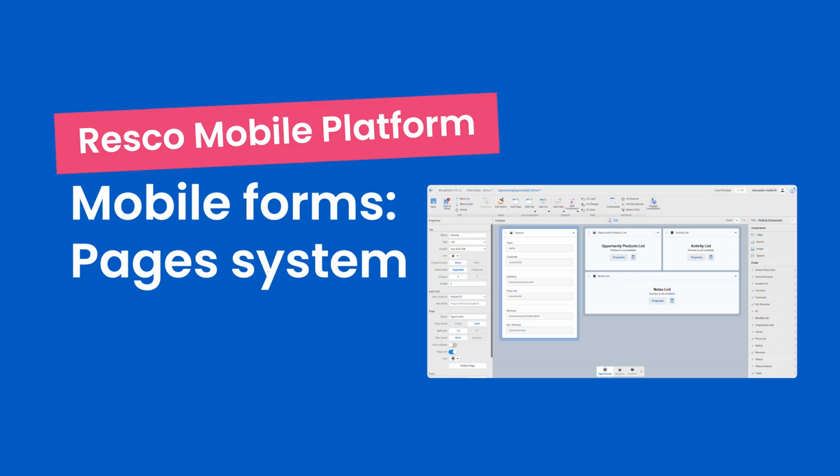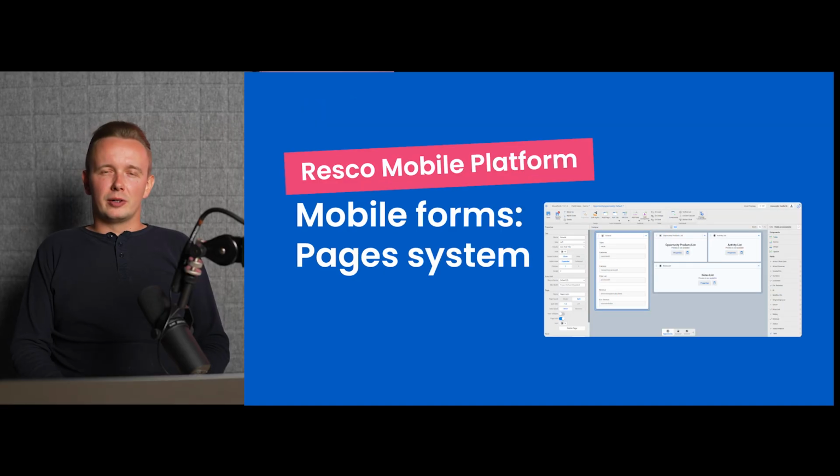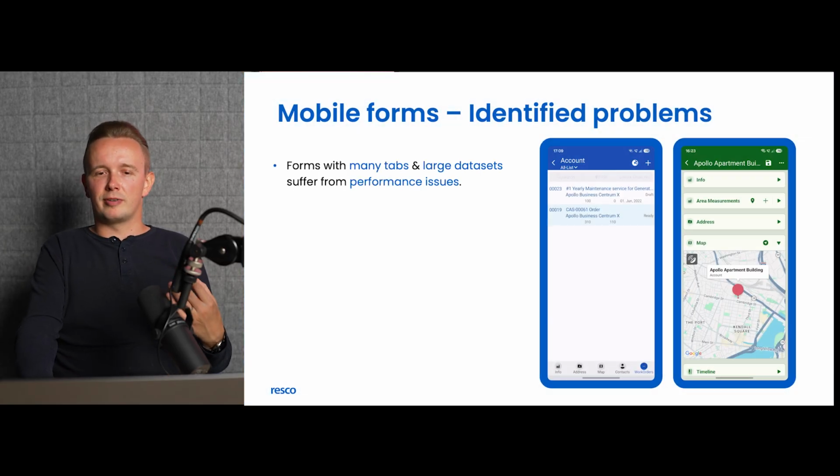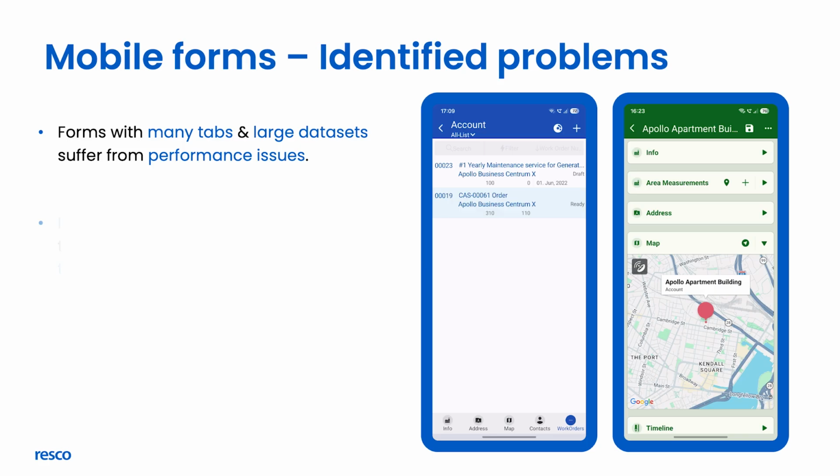We have been looking into our mobile forms and how you can navigate in them. We have created a new system called Pages. Before we hop into that, let's once again recap what sort of problems we have identified in our current mobile forms. Forms with many tabs and large datasets usually suffer from performance issues. It also might be tied to some hidden iframes or maybe some sort of configuration options that you have set, but we know it's a problem.